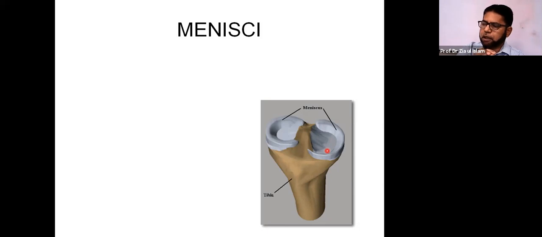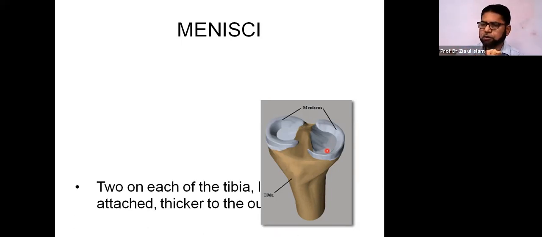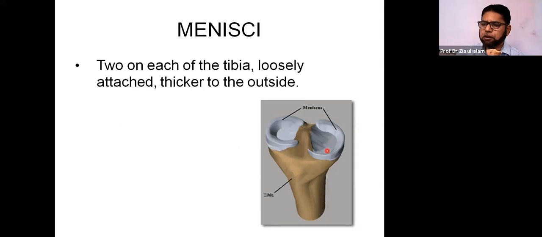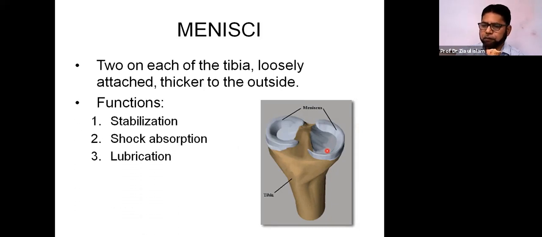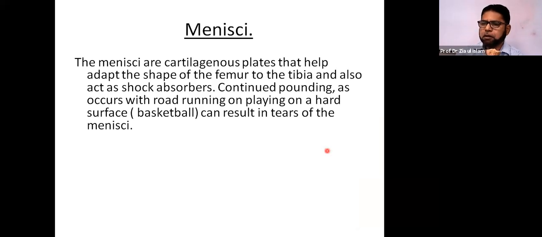And another thing is that they reduce the gap inside the joint cavity and provide a cushioning effect, so that whenever we are running or jumping we can't feel any pain, and the condyles are not easily slipped out because of the concavity formed by the menisci. So we have two on each side of the tibia, loosely attached to the outer side. Their function is stabilization, shock absorption, and of course lubrication. These are the functions of the menisci. The menisci are cartilaginous plates of fibrocartilage present between the joint.